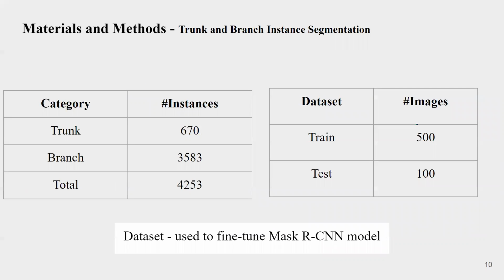The computer vision annotation tool was used to annotate trunk and branch polygons on 60 images chosen at random from the video frames and then augmented to generate 600 images. Finally, 500 and 100 of the augmented images were chosen at random for training and testing. There were 670 trunk polygons and 3,583 branch polygons in the entire dataset.